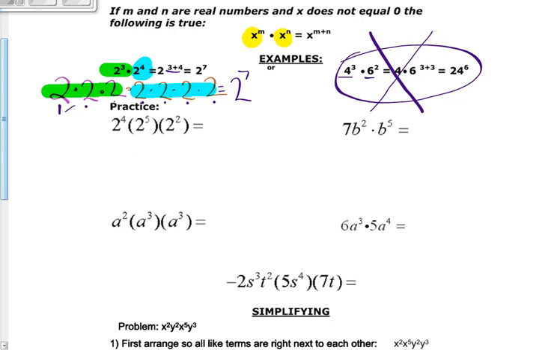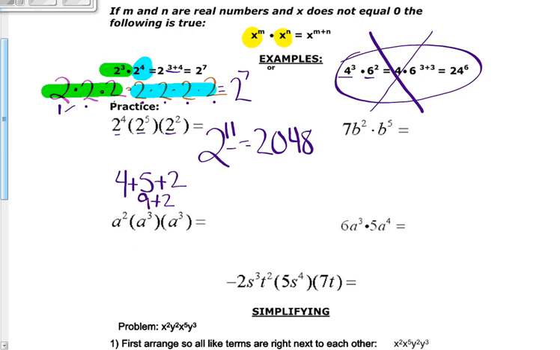So our bases are the same. We have 2, 2, and 2. So we know our base is going to be 2. And now let's add our exponents. 4 plus 5 plus 2. So 4 plus 5 is 9. 9 plus 2 is 11. So this is going to be 2 to the 11th power. Okay, and you can simplify it even further by doing 2 to the 11th power, which is 2,048.